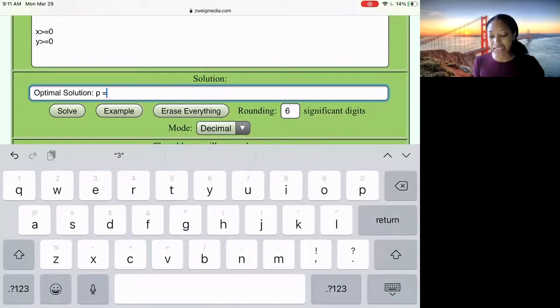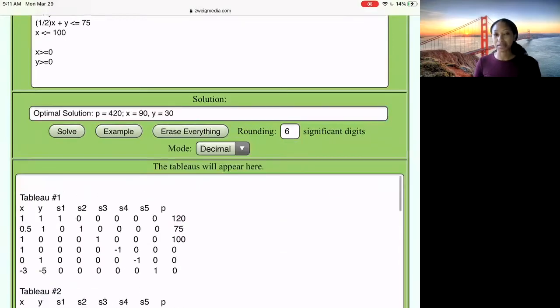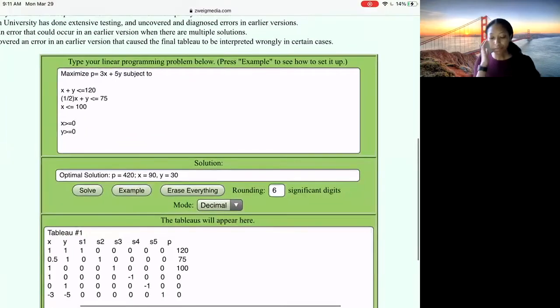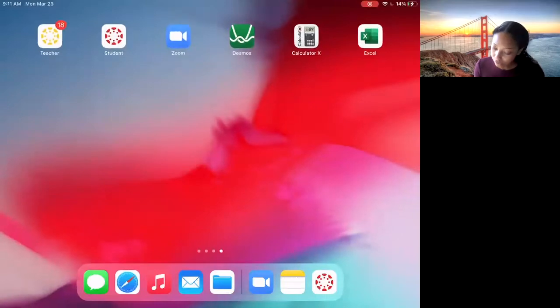I'm going to erase it and then hit solve again, just so you can see that it's the same answer coming up. All right, so that's our optimal solution. P is 420, x is 90, y is 30. Let's go write that up.